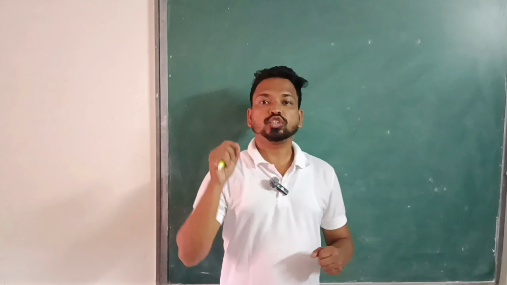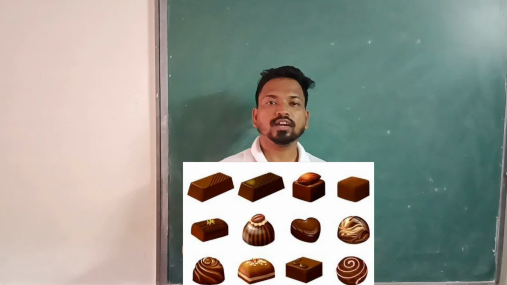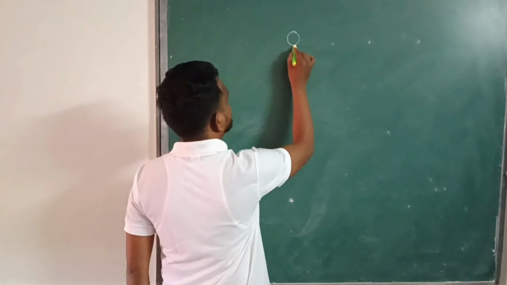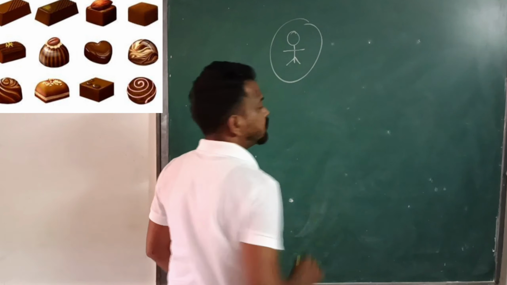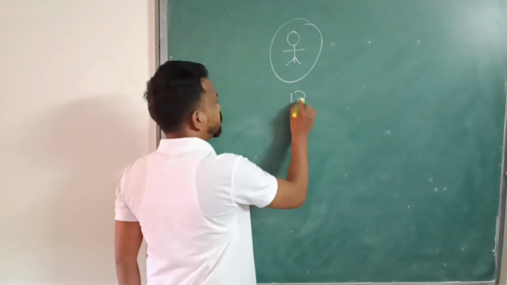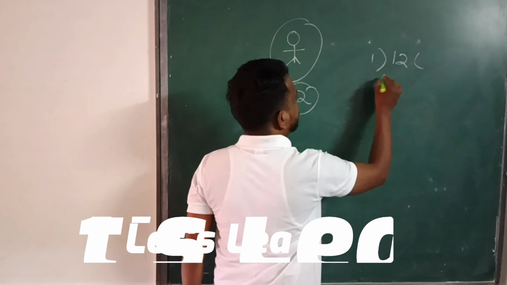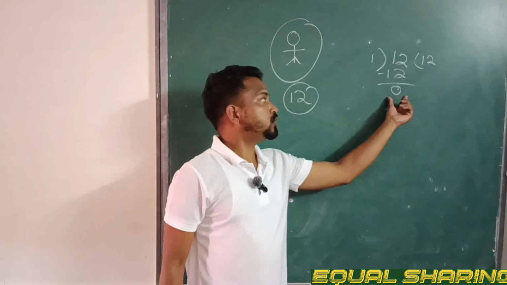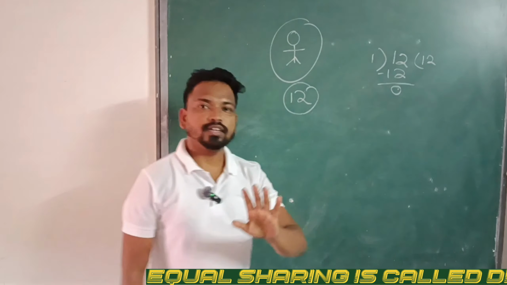Suppose you have 12 chocolates and you want to share the 12 chocolates among your friends. Suppose you have given this 12 chocolates to your one friend. How many friends are there here? Only one friend. So you will give the 12 chocolates to your one friend. If you do the division, 12 divided by 1, my remainder is 0, and how many chocolates will this boy get? 12.